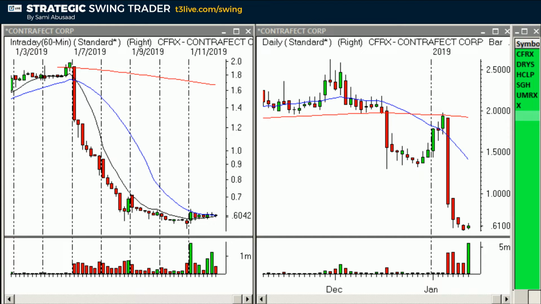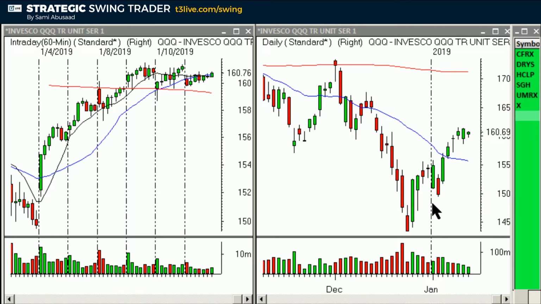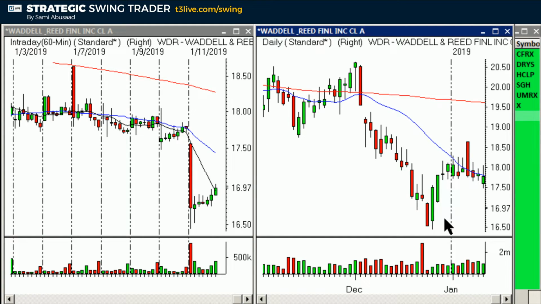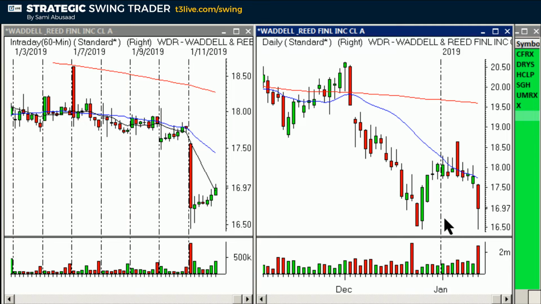Today, it's been an awesome week swing trading. Every day has been a green day for me. Today, the WDR, I called it yesterday a swing short. It triggered, and today got to the target. Beautiful. Just one trade. Got right to the target.